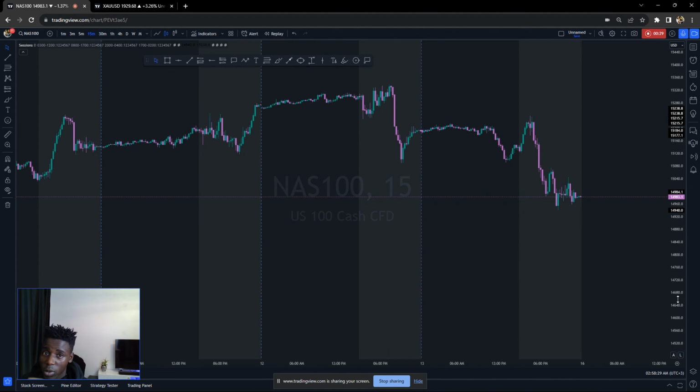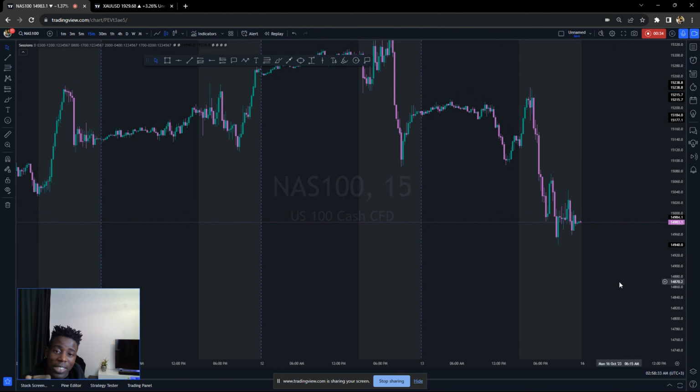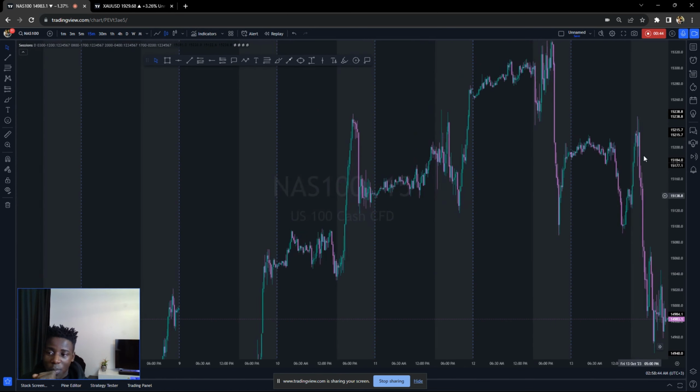One thing you should know about NASDAQ 100 is that if it decides to give you some money, it really gives you with everything. Like that you didn't know, me, I'm a pure price action trader.